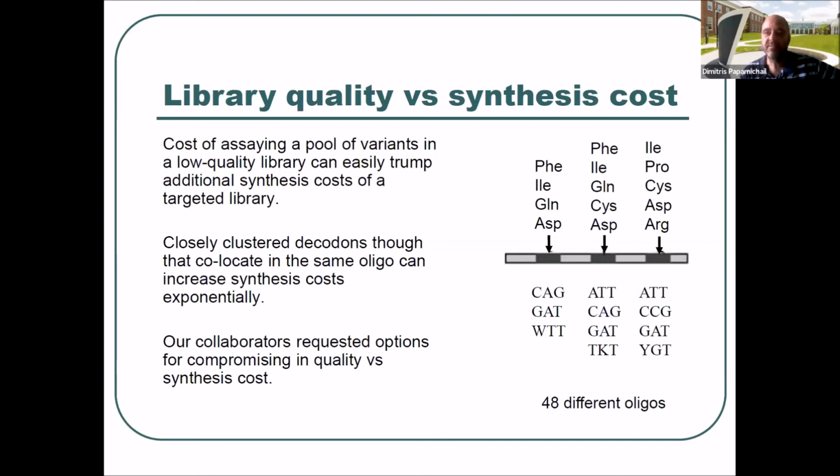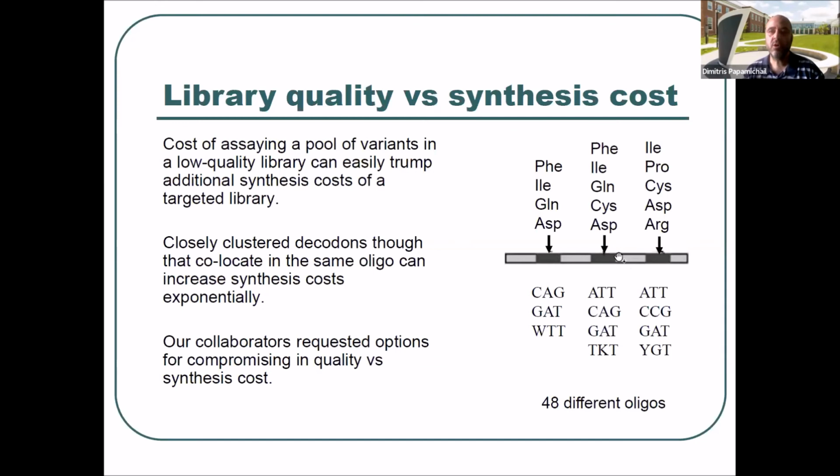Therefore, you're spending a lot of money and a lot of time of your postdocs and your graduate students trying to figure out what's going on with this library. And these costs usually were much higher than a slightly increased synthesis cost. But once you want to create this kind of oligos, which increase exponentially in number, now the synthesis cost can become also significant, again, and considerable.